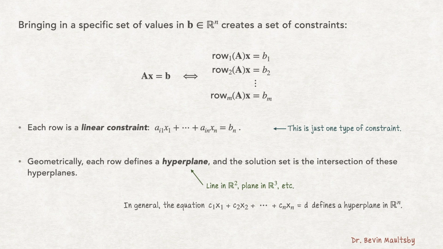We can think of these hyperplanes as visual objects: lines in R2, planes in R3. The solution to the matrix equation Ax equals b is geometrically the intersection of those hyperplanes. Let me give you an example.